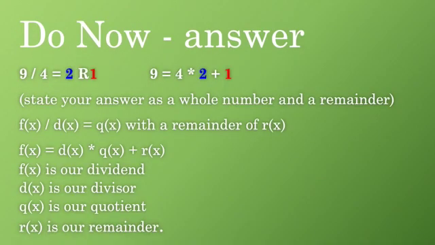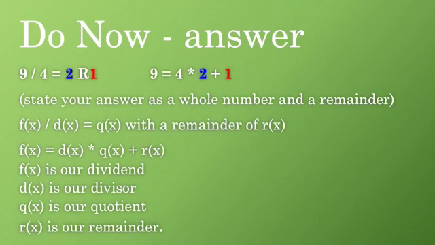While the arithmetic in the do now was probably mental math for you, the underlying logic of our solution can be applied to more complex problems involving polynomials. In general, if we take f of x divided by d of x, we get q of x with the remainder of r of x.